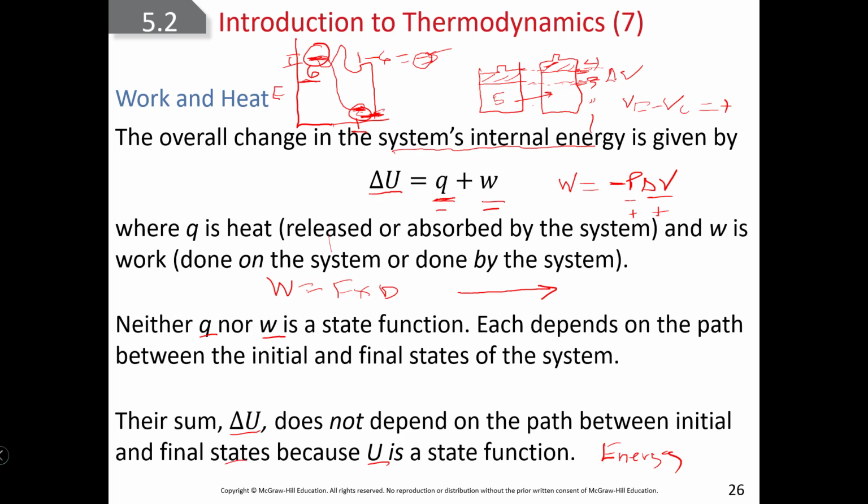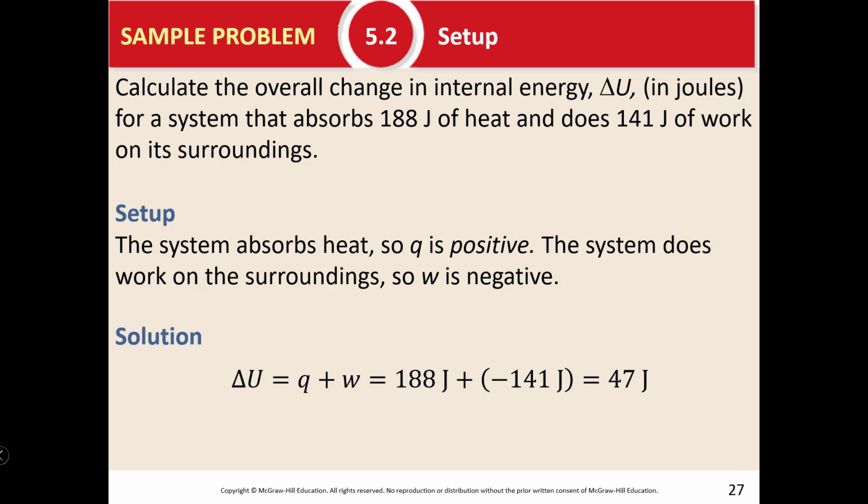All right, so let's look at a problem to show you how this all works. So calculate the overall change in internal energy, delta U, in joules for a system that absorbs 188 joules of heat and does 141 joules of work on the surroundings. Now, what I think is important here, if you can draw a picture of what's going on here.